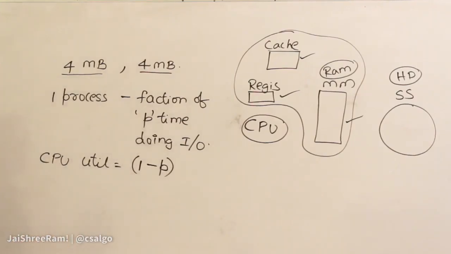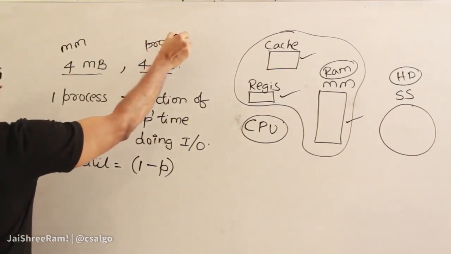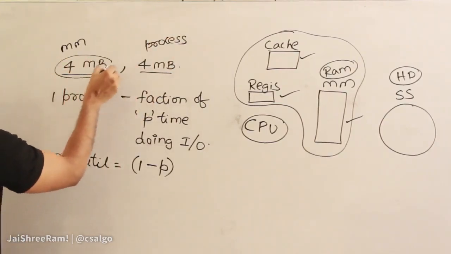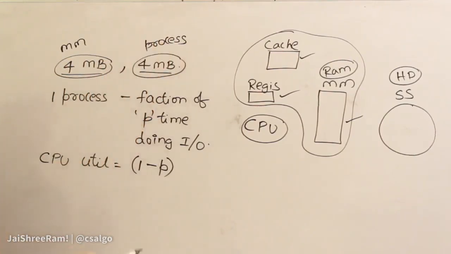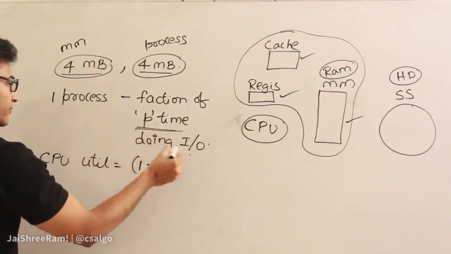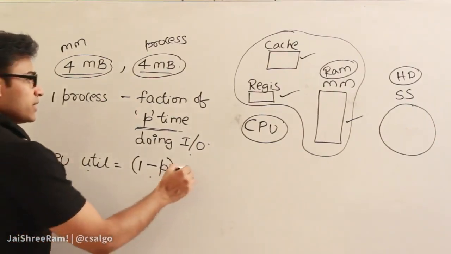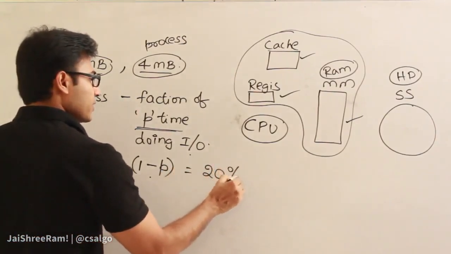Got it? If the main memory has space to hold only one process, then the problem with such an arrangement is, if the process takes a p fraction of time doing IO, then CPU utilization is going to be 1 minus p, isn't it? Now if this p fraction is 80%, which means the process spends 80% of the time doing IO, then what is the CPU utilization? Just 20%, right?